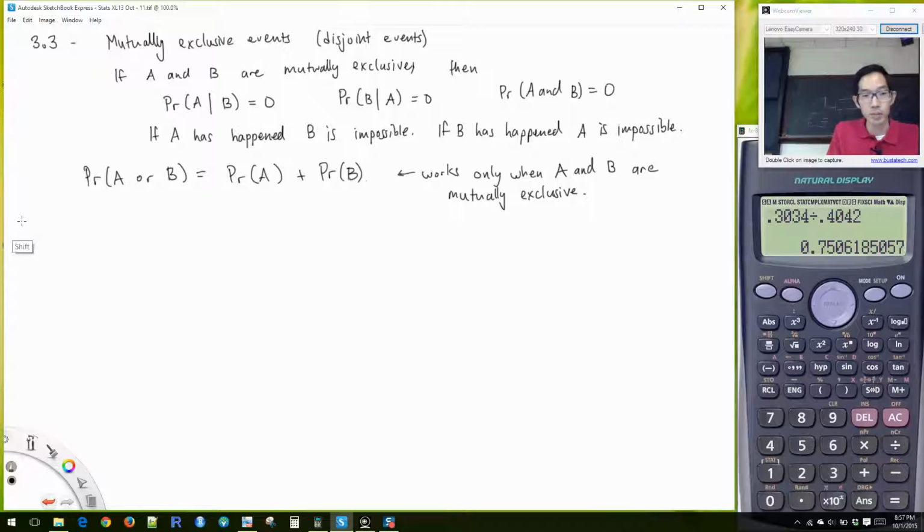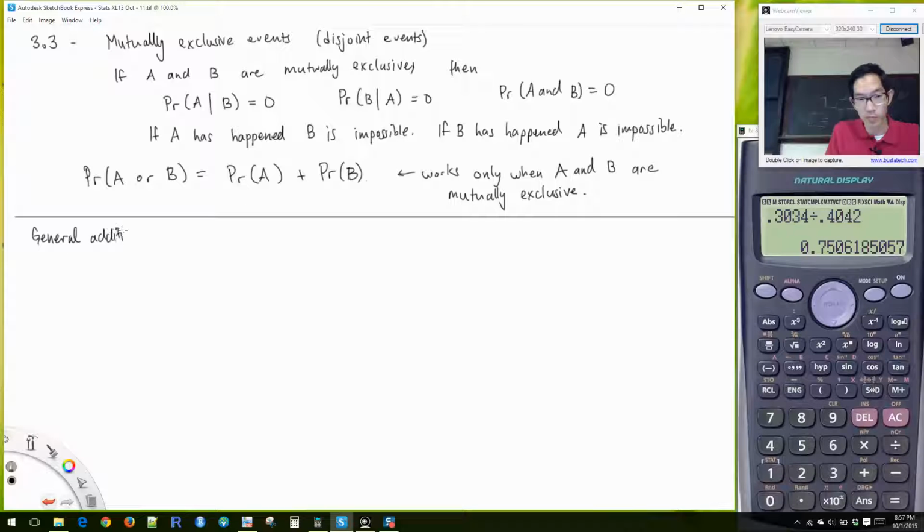We also have the general addition rule. Okay, and this applies to OR situations. And that is the probability of A or B. But now, in this case, A and B are no longer mutually exclusive, okay?